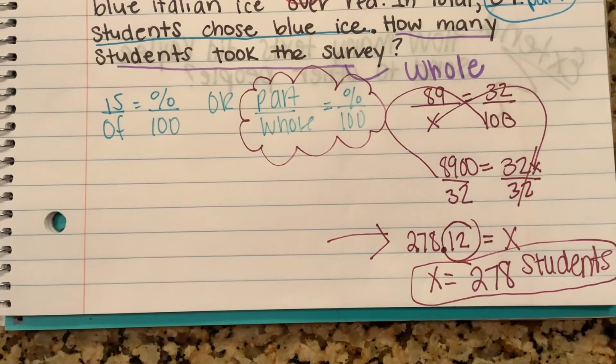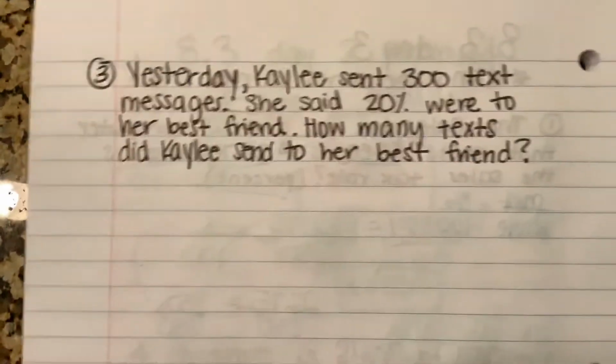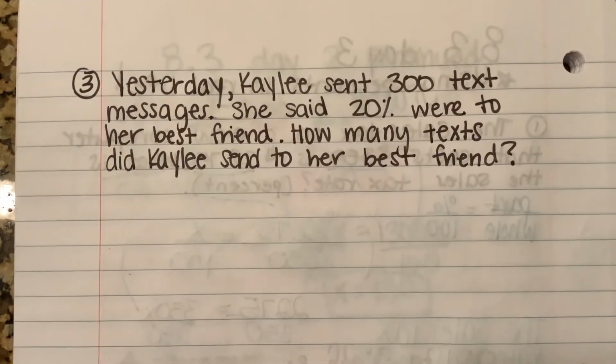We're going to look at one more focus problem with an extension on it, so you can see what a two-part problem will look like using our part over whole method. This problem says yesterday Kaylee sent 300 text messages. She said 20% were to her best friend. How many texts did Kaylee send to her best friend?